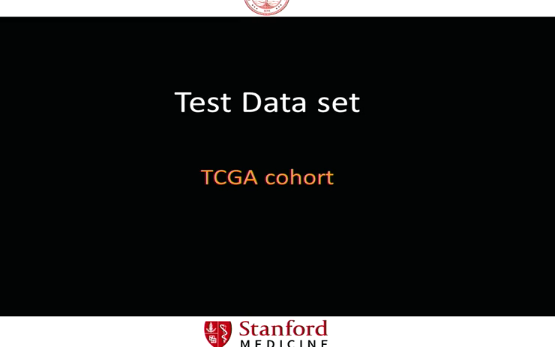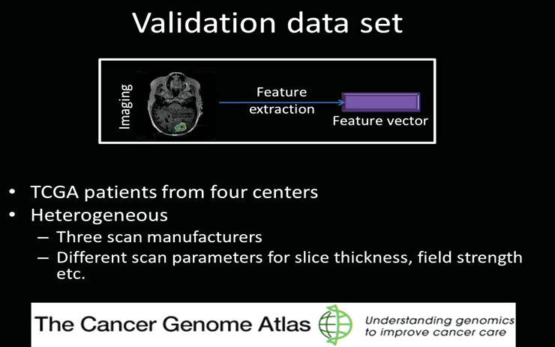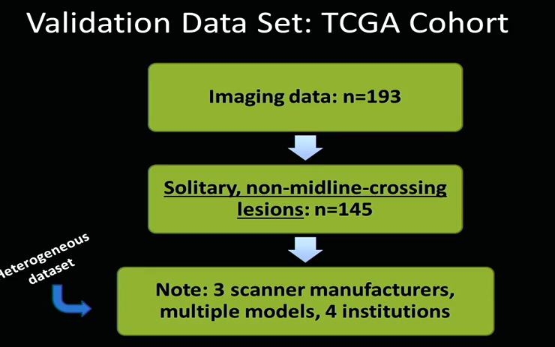So now what we want to do is, once we have discovered these subtypes, we want to validate them in a second cohort. And in this case, we can use the cohort from the Cancer Genome Atlas. So we use the same framework to extract features from the second cohort, but it's important to mention that this cohort is much more heterogeneous, so it comes from 4 centers, and all 3 main scan manufacturers are involved, and of course the scan parameters are also much more heterogeneous. We had initially 193 patients, but if we selected only solitary non-midline crossing lesions, we reduced the number to about 145 cases.